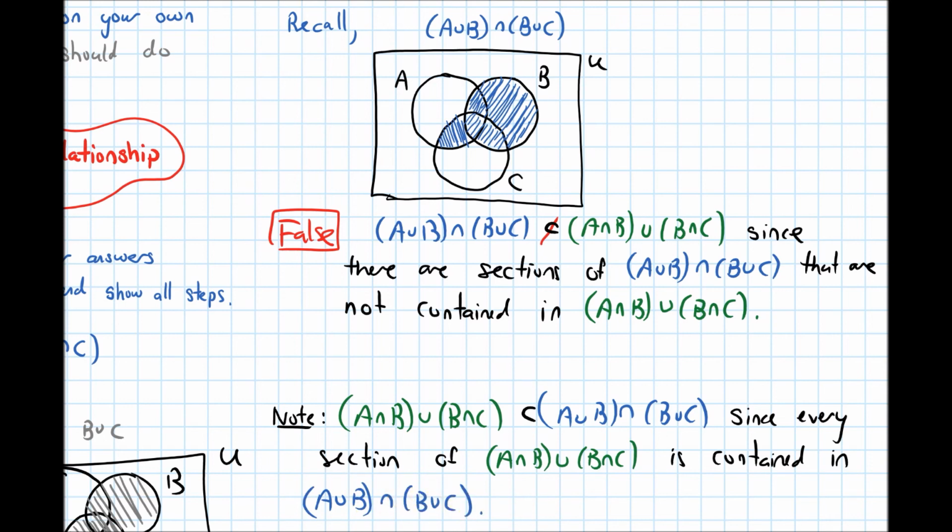So if the question had been asking, is this statement true? Is the green one a subset of the blue one? The answer would have been true, and this is how we would have justified it with a sentence after we had our Venn diagram pictures.